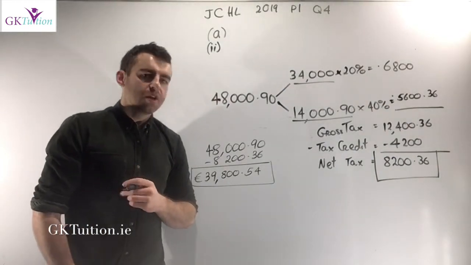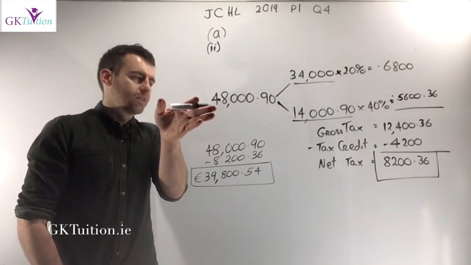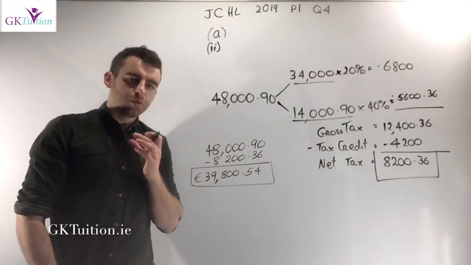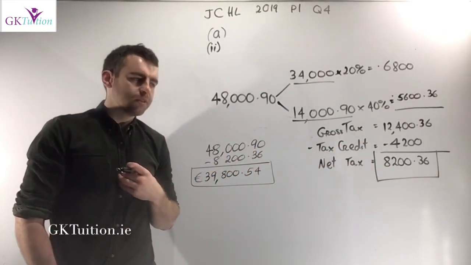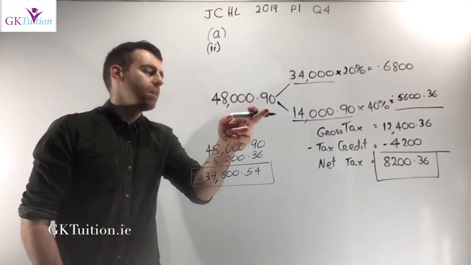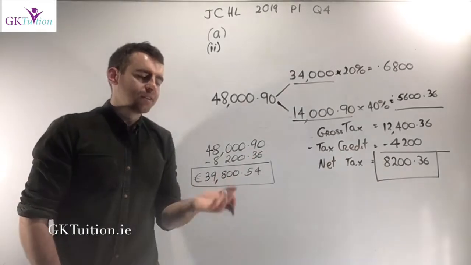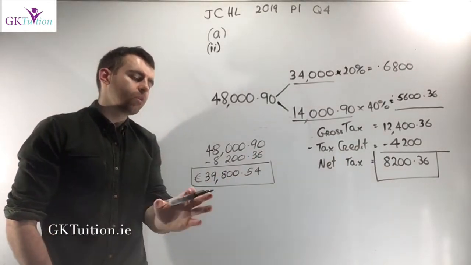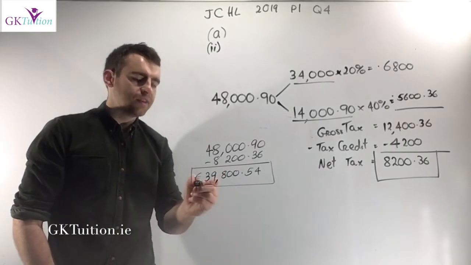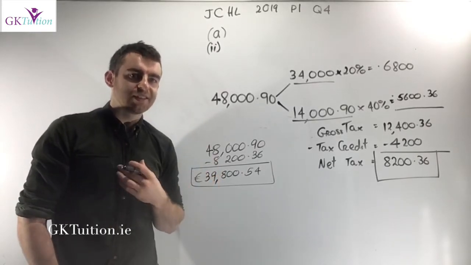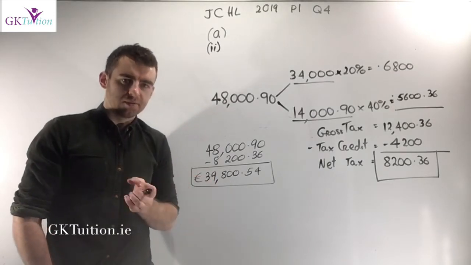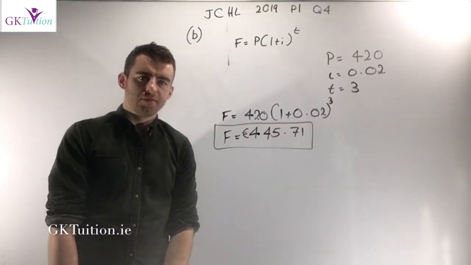€8,236. So I know that this was her taxable income, and that's the amount of tax she actually has to pay. So to work out her net income, the amount of money she actually gets to take home, it's €48,090 minus her net tax, the amount of tax she has to pay. That leaves me with €39,854. This is the amount of money that Katie would actually get to take home after her income tax has been deducted. Part B here was quite straightforward.